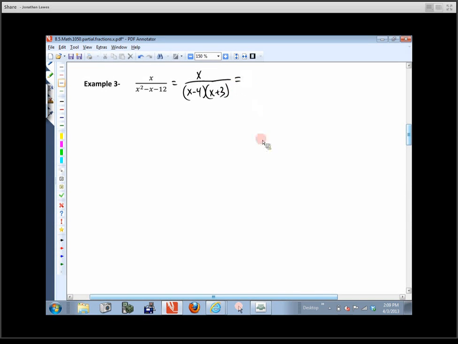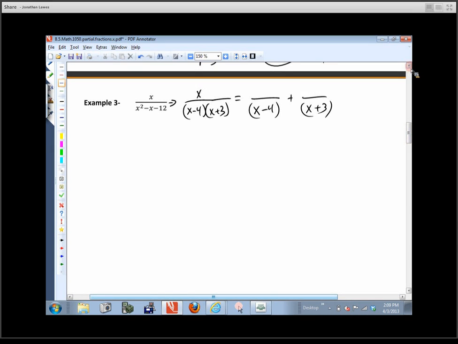Next thing I do is I break this down into its parts. One part for each factor in the denominator, including its repeats if necessary. Each one of these only appears once. I don't have any quantity squared or quantity cubed or anything. So this is kind of like I did the last one.